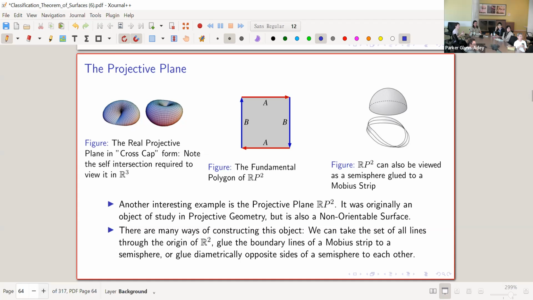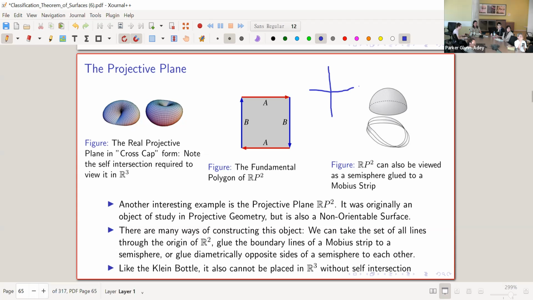And another way you can construct this is you can take the set of lines through the origin and consider them points. So you can also construct this through taking lines through the origin, and you treat these lines as elements, and that will actually give you your real projective plane as well. So there's many ways to construct this. And it was also an object that was really important in projective geometry, but we're thinking of it as a non-orientable surface. We don't care about all the geometry stuff.